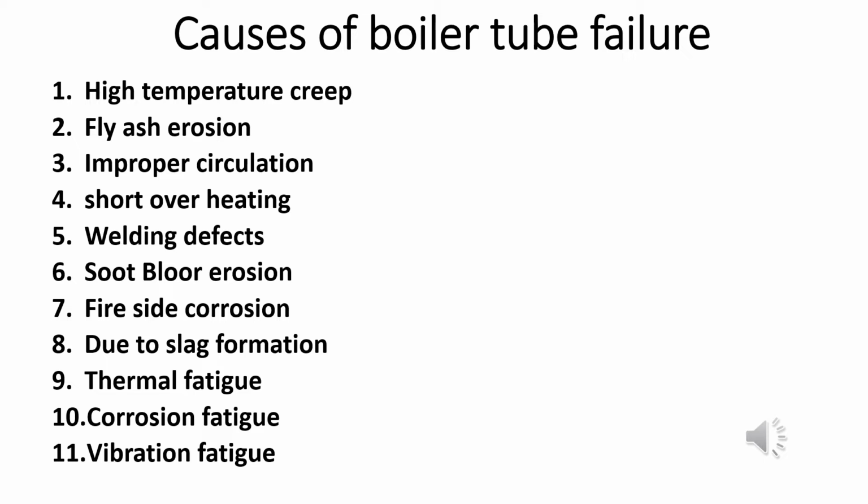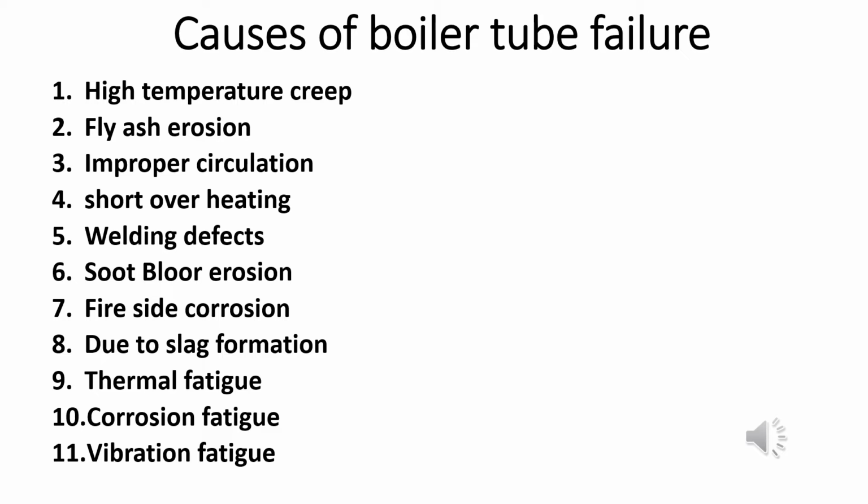First reason of boiler tube failure is high temperature creep. High temperature creep is a condition in which a metal remains under a high temperature for a long period of time. If a metal remains under high temperature for a long period of time, then the metal will become damaged. This is called creep. It means that when the tubes of the boiler remain at high temperature for a long time, there will be chances of failure of tubes.